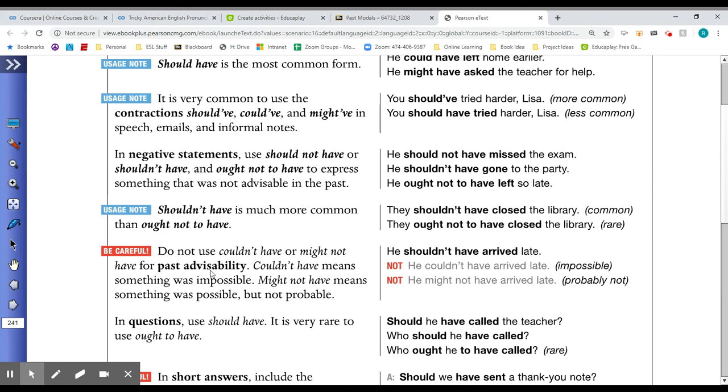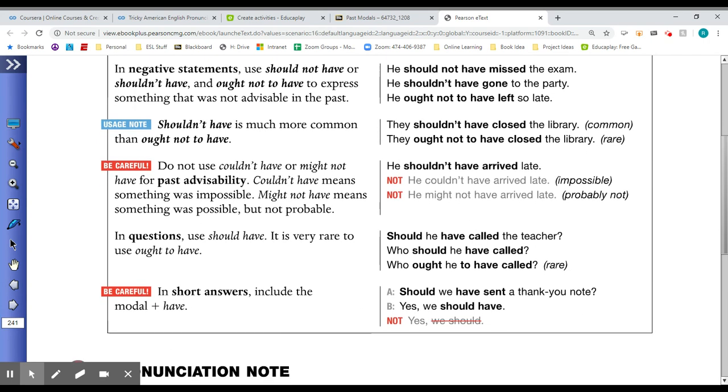Be careful though. Don't use could have or might have for past advisability. Use should have. He should have arrived. Use shouldn't have. He shouldn't have arrived late. We cannot say he couldn't have arrived late because that's impossible, or he might not have arrived late. That's probably not going to happen.